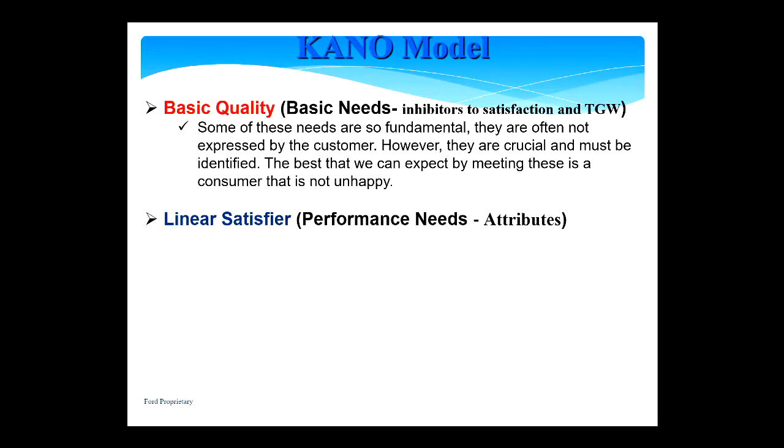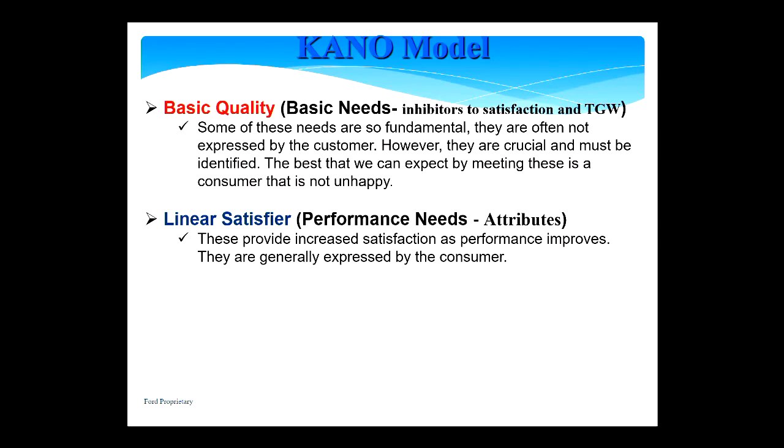The second component is what we call a linear satisfier. That is, the more and the better that attribute is, the more satisfaction you get. So this is to do with providing increased satisfaction as performance improves. They are generally expressed by the customer. Things like, hey, the sound from my radio sounds good. When I sit down on the seat, wow, it feels good. It feels like it's wrapping around me. It feels not too soft, not too hard.